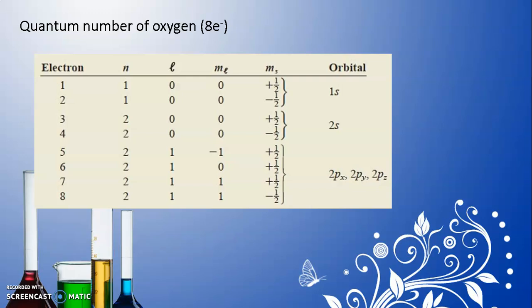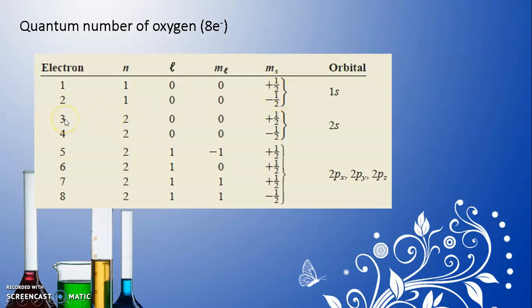So for example, we have here the quantum numbers of oxygen. Oxygen has 8 electrons, so we list down here all the 8 electrons of oxygen. You have your quantum numbers N, L, Ml, and Ms, and the corresponding orbital that it occupies. So the first 2 electrons of oxygen are found in the first energy level in the subshell S. And in subshell S, you only have one orientation. 2 electrons can occupy the S subshell maximum.